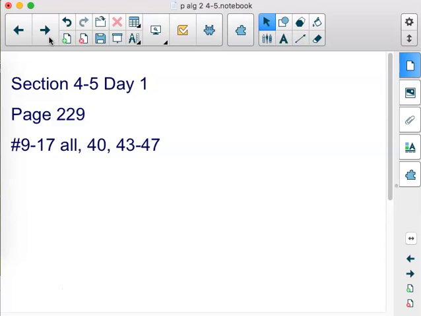Some nice word problems for us. So for 5-day 1, you need to do 9 through 17, all of those, and then 40 and 43 to 47. And remember, it's factoring, but then you have that extra step because we're solving of figuring out what those zeros are. So don't think you're done when you've factored. You have to keep going. All about this word, solve. We have to know that solve means find the zeros, which basically to us means keep going. Figure out what those answers are.